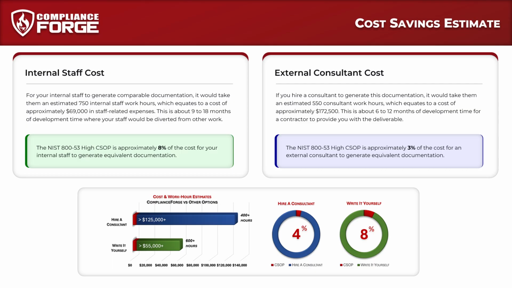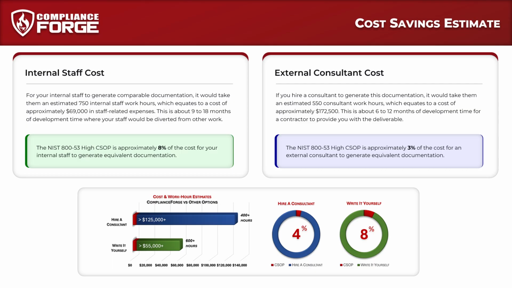If you hire a consultant to generate this documentation, it would take them an estimated 550 consultant work hours, which equates to a cost of approximately $172,500. That is about 6 to 12 months of development time for a contractor to provide you with the deliverable. The NIST 853 high version of the CSOP is approximately 8% of the cost for your internal staff and approximately 3% of the cost for an external consultant to generate equivalent documentation.